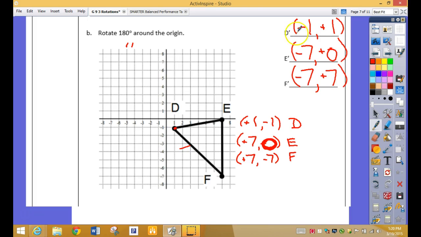Now we have our new signs for our new quadrant. Let's put them on the graph. Negative 1 and 1. Label that. That's our new D prime. Negative 7, 0. That's our new E prime. And negative 7, positive 7. My new F prime. Connect them.